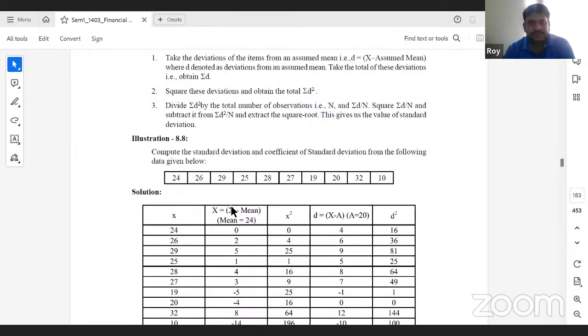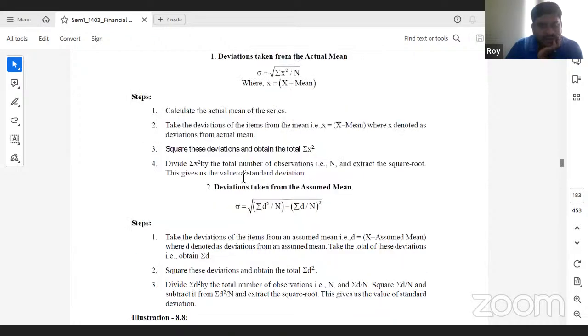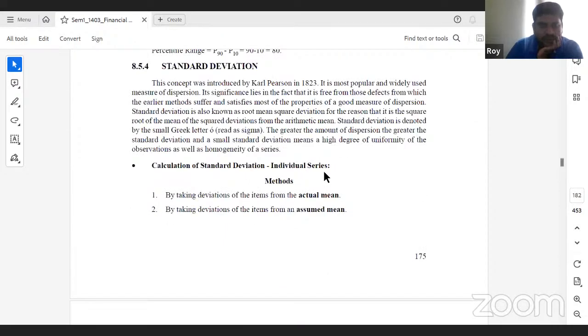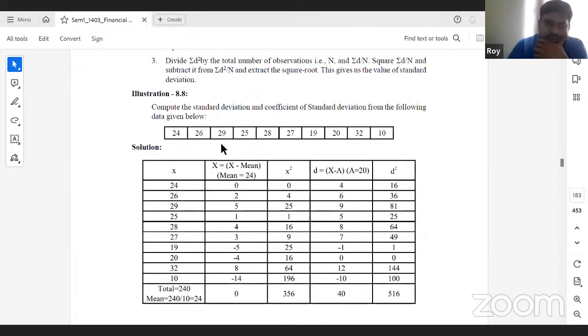Okay, let's do this. Compute the standard deviation and coefficient of standard deviation from the following data. What is the coefficient of standard deviation? We have also learned that. Again, let's go to the definition, known as the root mean square deviation, that is, the square root of the mean of the squared deviations from the arithmetic mean.